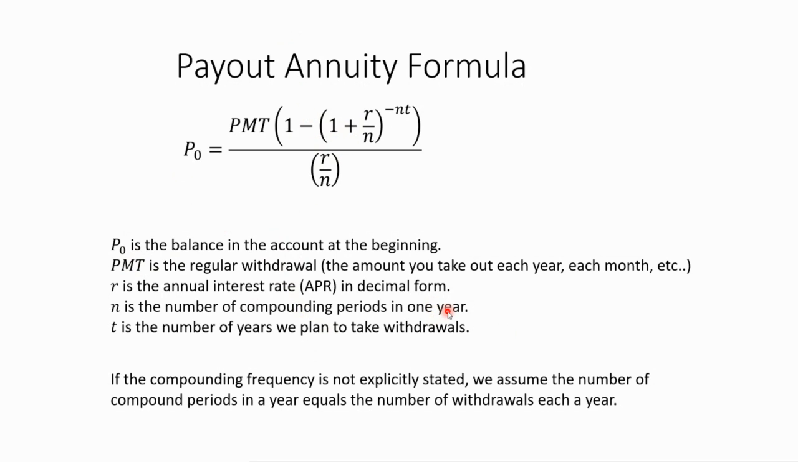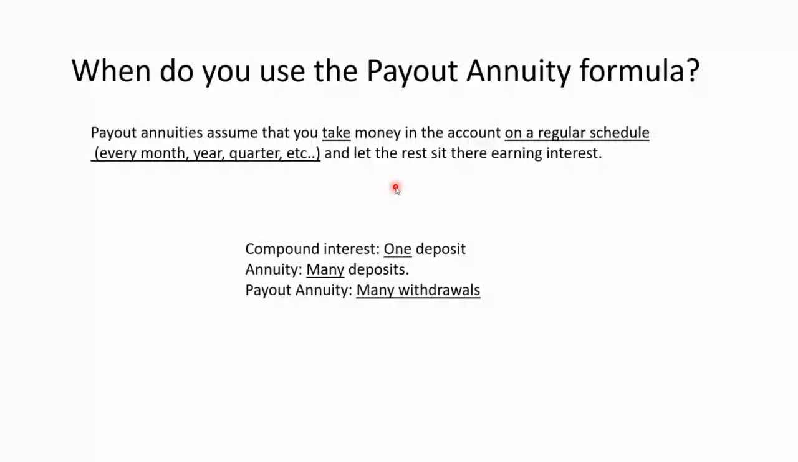We're not going to do an example now, but just like before, if the compounding frequency is not explicitly stated, we're going to assume that the compounding frequency, how many times the account is compounded in a year, equals how many withdrawals we do in a year. It's just like what we were doing before.